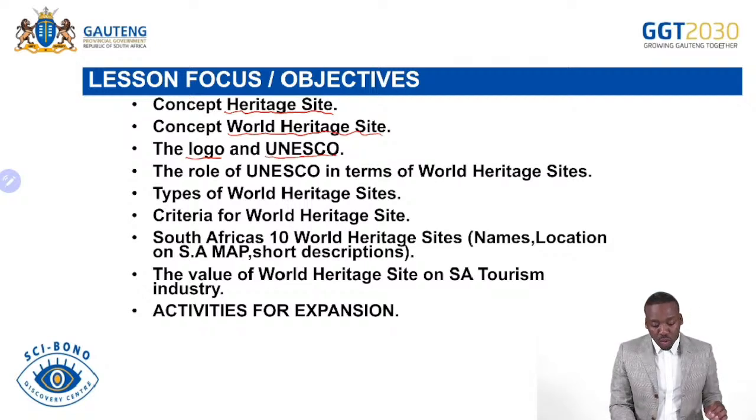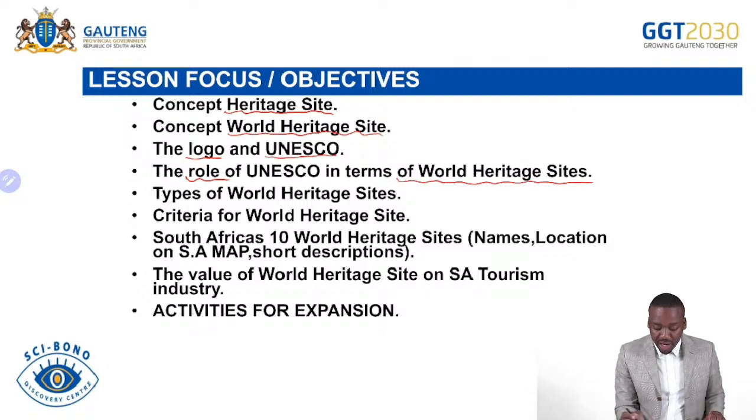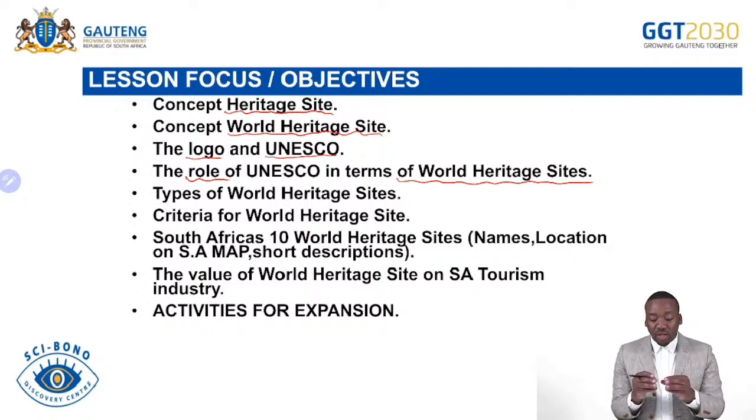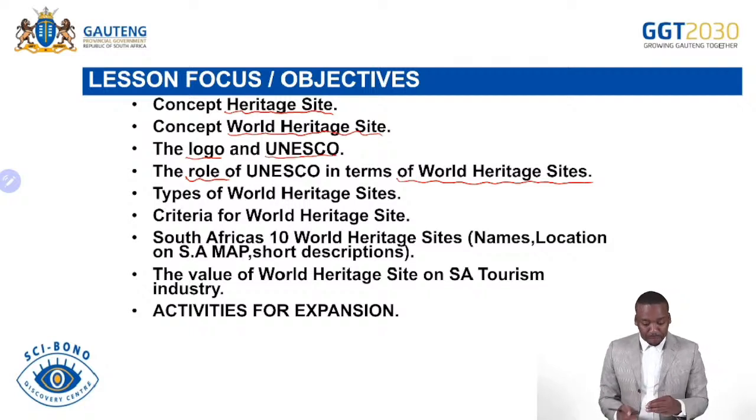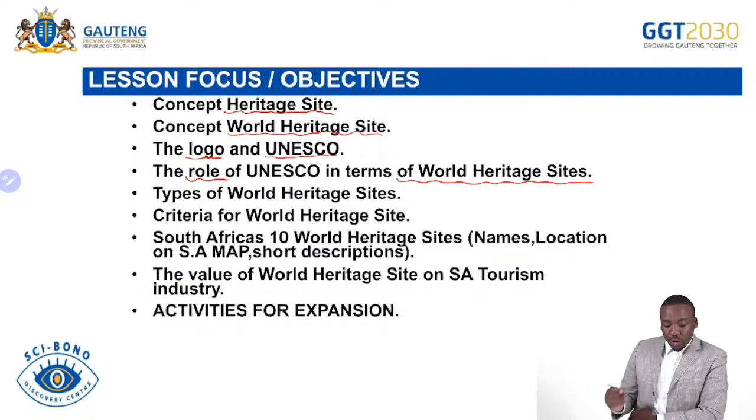Then we'll move to looking at the role of UNESCO, particularly in terms of the World Heritage Sites, meaning what is the role or the main functions of UNESCO, linking it to what? To the World Heritage Sites. After that we will move to the different types of World Heritage Sites that we have, right? Because the World Heritage Sites have been categorized, we will look at the types of World Heritage Sites.